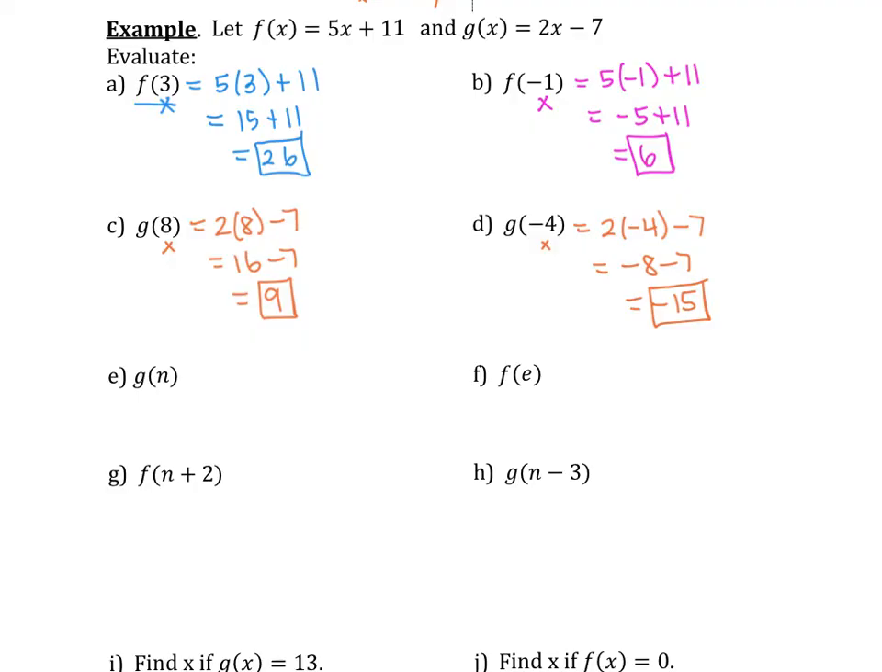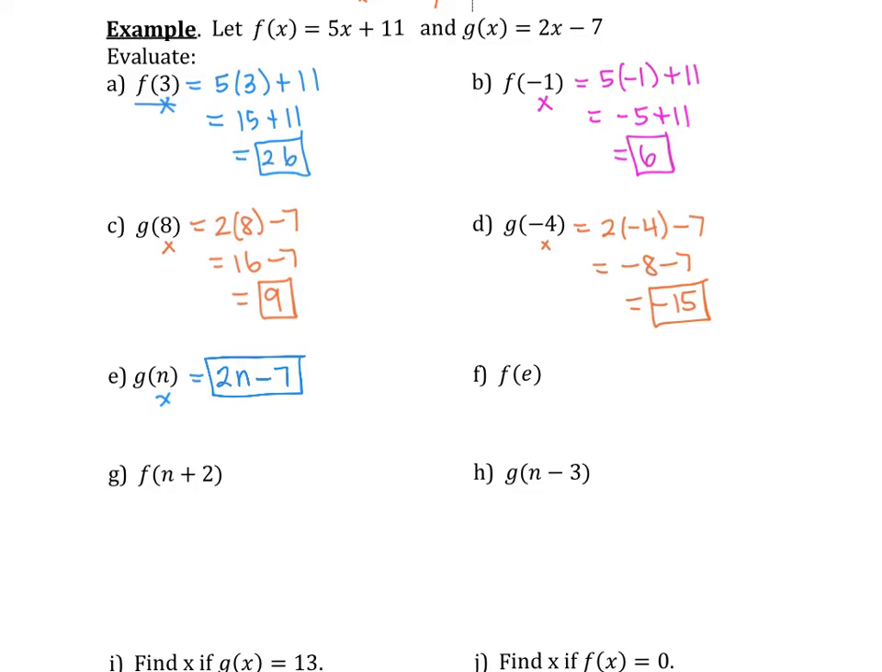So this is saying g of n. So where the x is, I'm going to replace it with n. Okay, so on the g equation, which is 2x minus 7, where the x is, I'm going to change it to 2n minus 7. Now, can I simplify that? No, that's the best I can do. So g of n just means 2n minus 7.